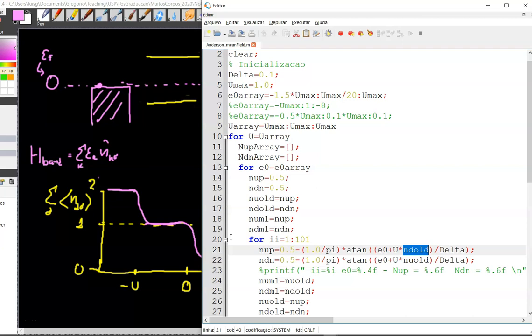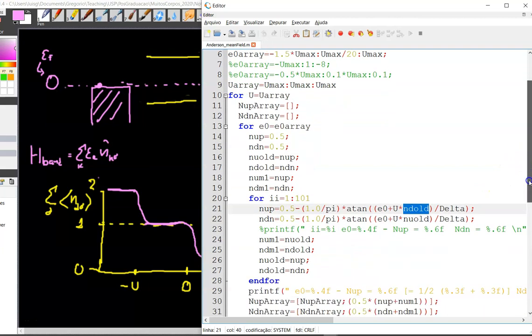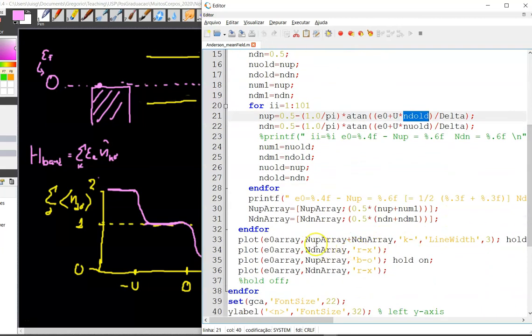So I did this in Octave. You're more than welcome to write in your favorite scripting language, Mathematica, Python, Octave, whatever. And I'm going to try to do the plot of the total occupation here, right, as a function of epsilon 0, just like we did here.